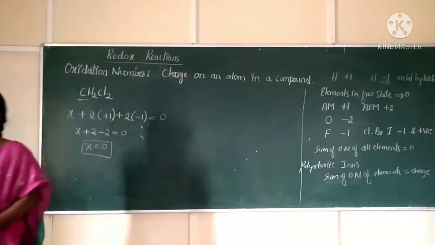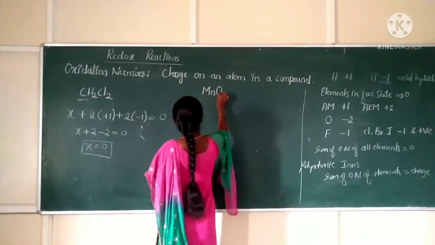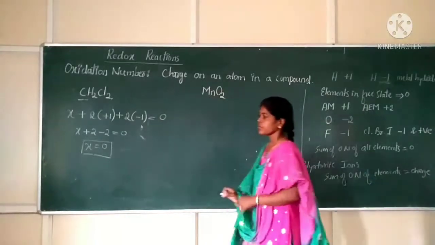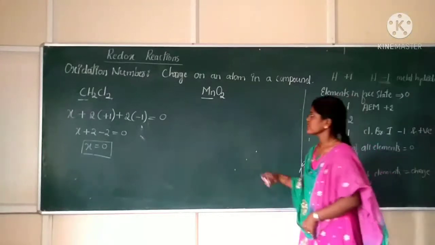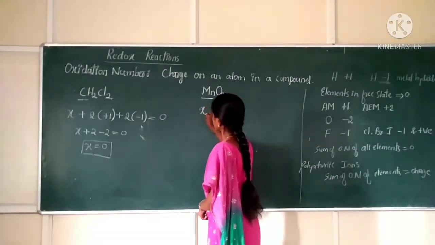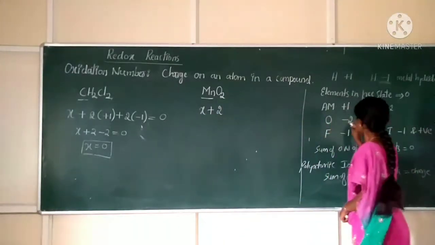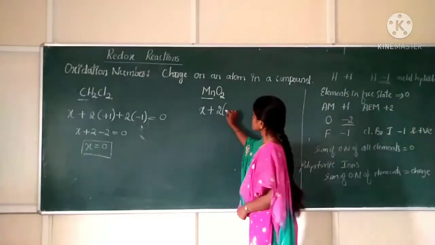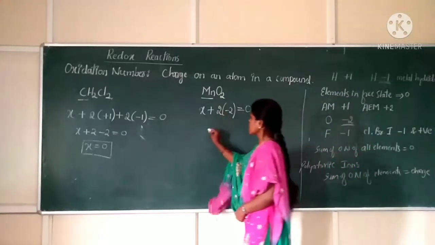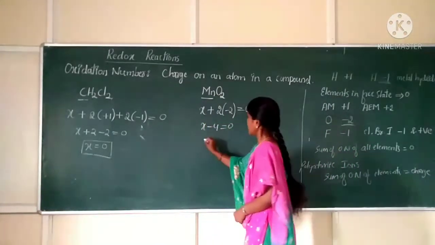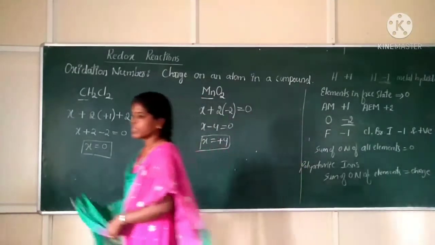Next example, MnO2. Calculate the oxidation state of manganese. Take it as X, plus 2 oxygens. Oxygen oxidation state is -2, so 2 into -2, equal to 0 because it is a neutral compound. Now X - 4 = 0 and X = +4. So the oxidation state of manganese here is +4.